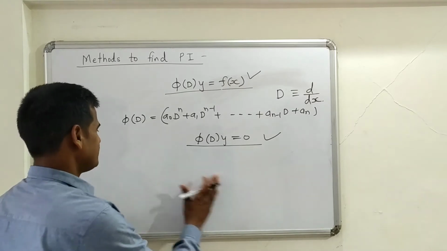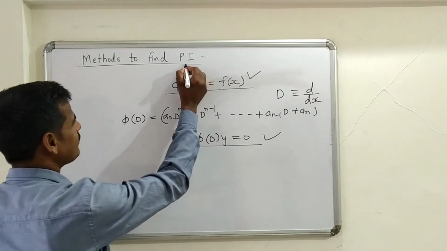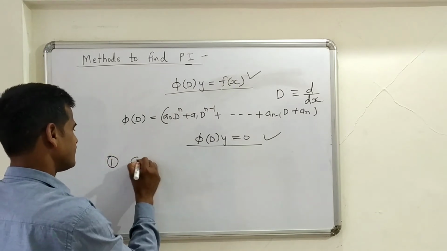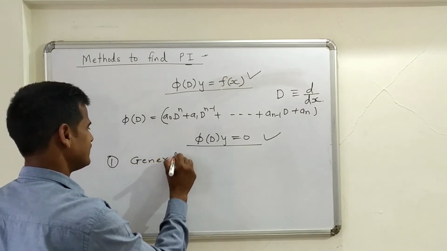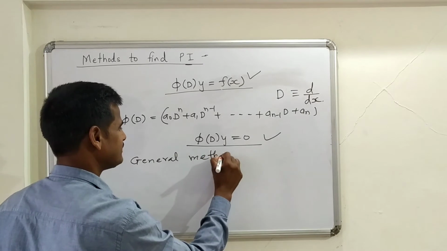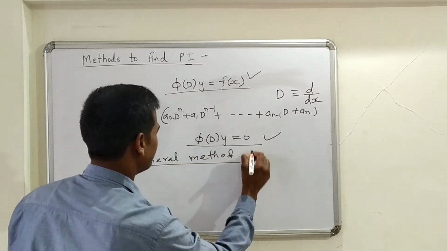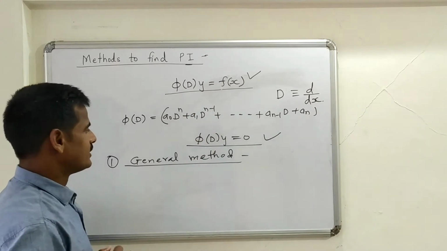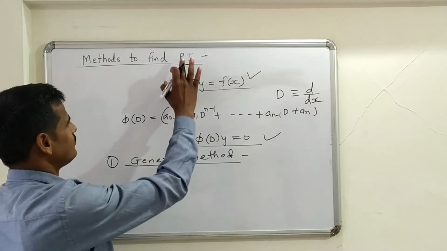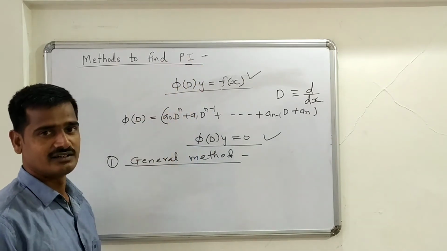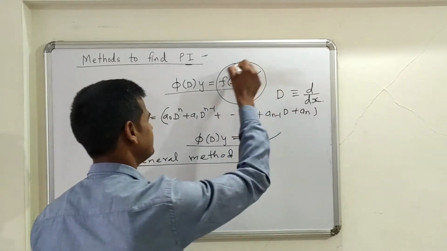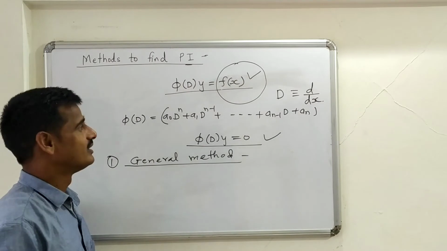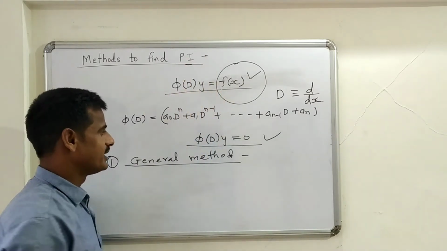Now, in order to calculate the particular integral, the first method is called the general method. Why is it called general? Since it is applicable for all functions f of x on the right hand side. The methods to find the particular integral are mainly based on this f of x, because f of x plays the significant role in getting the particular integral.